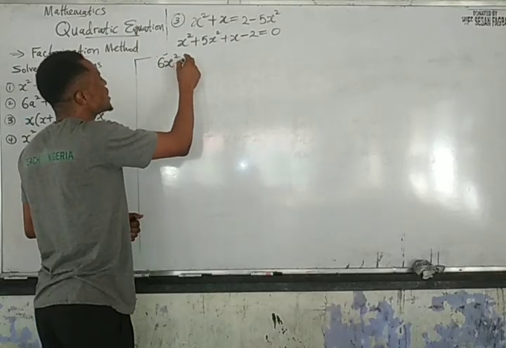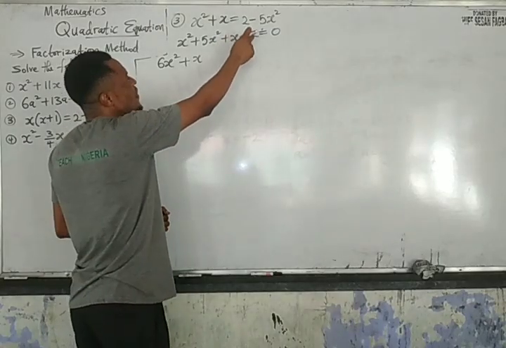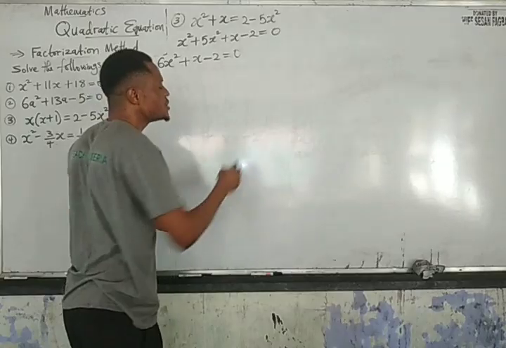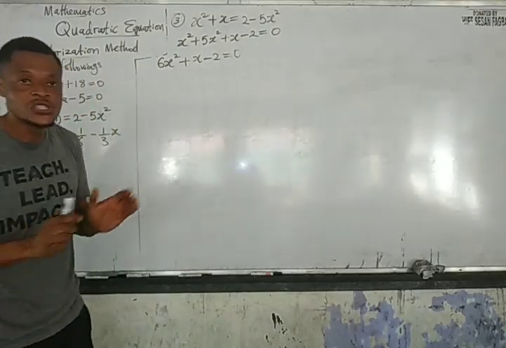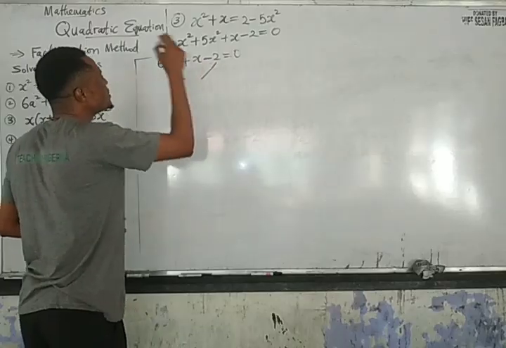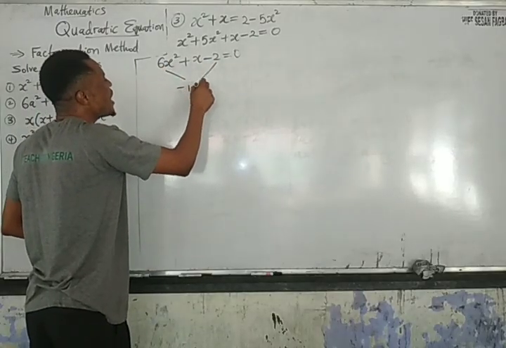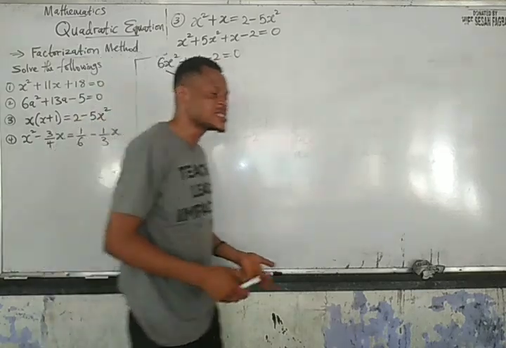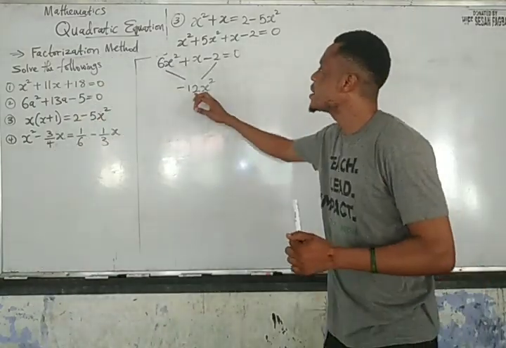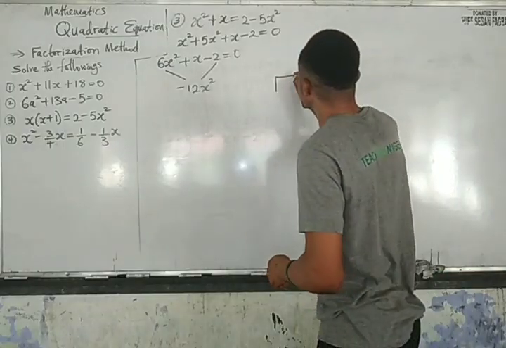Then we have the x here at the middle, which is our b, and finally the c, which is minus 2 equal to 0. Now our quadratic equation is set. The next thing is to multiply the a and the c together. This will give me minus 12x squared without wasting time. Now we need to think, what are the two factors that will give us minus 12x squared when we multiply the two together?